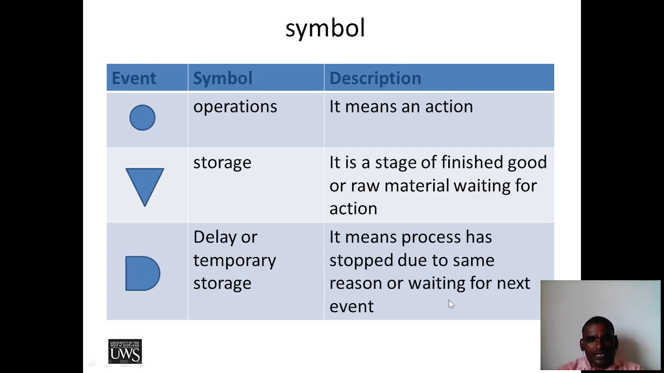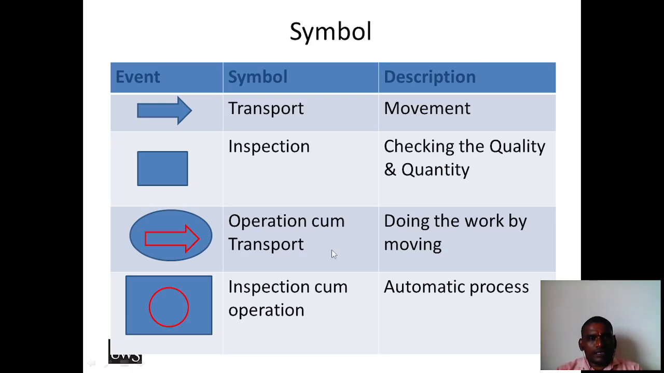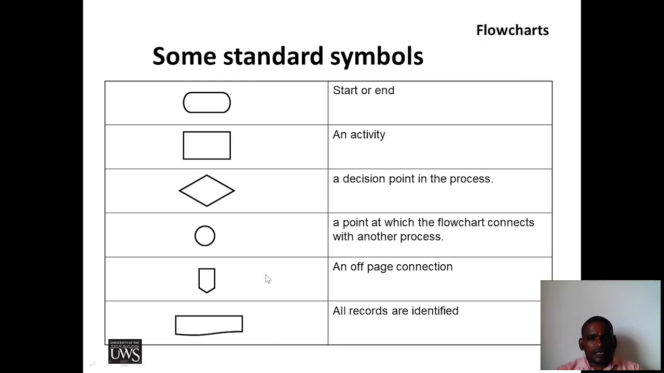Okay, and then the next symbol is the transport symbol. That means a movement from one place to another place. Okay, and then this symbol represents the inspection, checking the quality and quantity of the product. Okay, this symbol represents operation cum transport, doing the work by moving. And then this symbol represents inspection cum operation. That means it describes an automatic process. Okay, so these are some of the standard symbols.